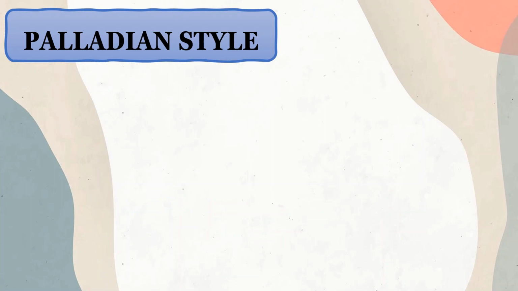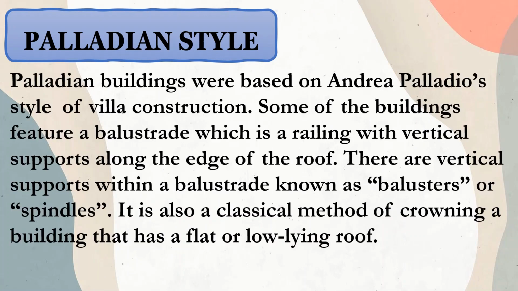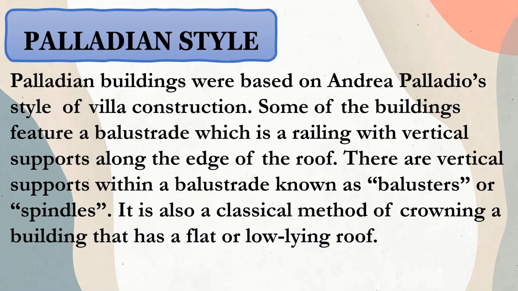Another style is called the Palladian Style. Palladian's buildings were based on Andrea Palladio's style of villa construction. Some of the buildings feature a balustrade, which is a railing with vertical supports along the edge of the roof. There are vertical supports within a balustrade known as balusters or spindles. It is also a classical method of crowning a building that has a flat or low-lying roof.